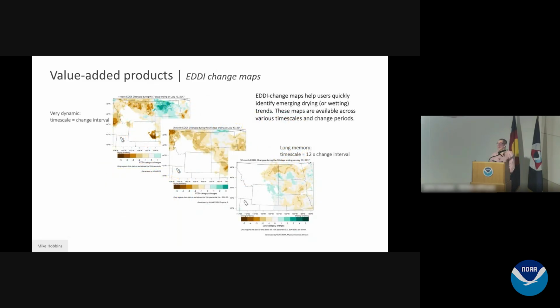Remember EDDI is multi-scalar, so we produced this at a variety of time scales and a variety of time intervals. It goes from very dynamic over on the top left, with 1-week EDDI changing at 1 week, so it's really what's happening with the weather from week to week, down to the bottom where you get a long memory, a 12-month EDDI changing on a monthly basis. How much does it change? It's a sort of annual picture changing month by month. So the idea is we can obviously really rapidly identify wetting and drying trends.